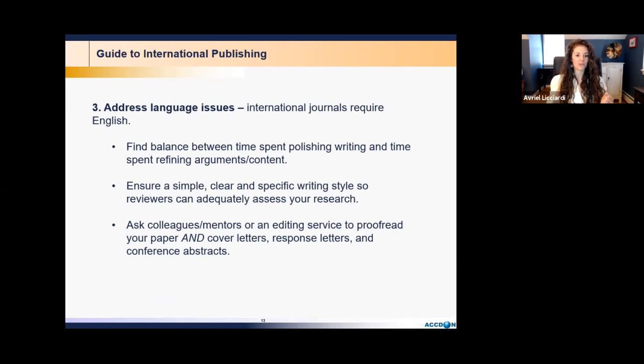It's important to find a balance between the time spent polishing the writing, really working on that grammar, the spelling, the sentence structure, and the time spent refining your scientific arguments and content. As long as you ensure a simple, clear, and specific writing style, reviewers should be able to adequately assess your research. You can also look to others for assistance. Specifically, you can ask your colleagues and mentors to review and proofread your paper.